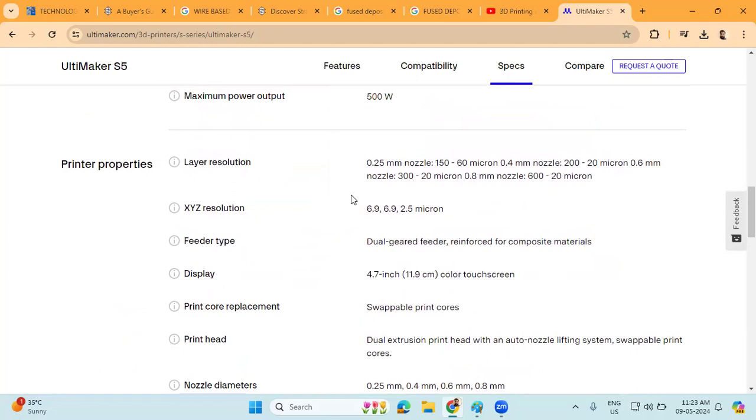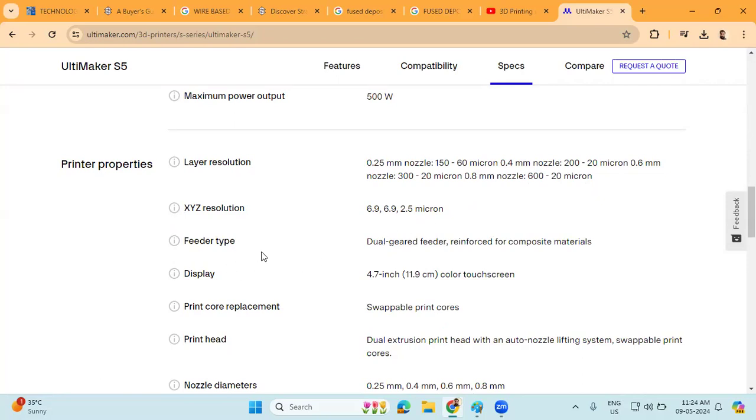In terms of the printer properties, the Ultimaker S5 offers stunning detail with its layer resolution, which varies depending on the nozzle size. The 0.25 mm nozzle provides a resolution of 150 to 60 micron, while the 0.4 mm nozzle offers 200 to 20 micron. The 0.6 mm nozzle offers 300 to 20 micron, while the 0.8 mm nozzle offers 600 to 20 micron. The XYZ resolution is equally impressive, measuring 6.9, 6.9, 2.5 micron.